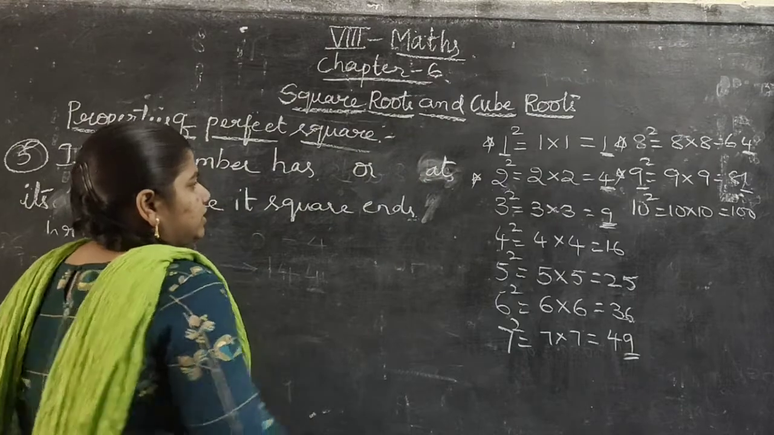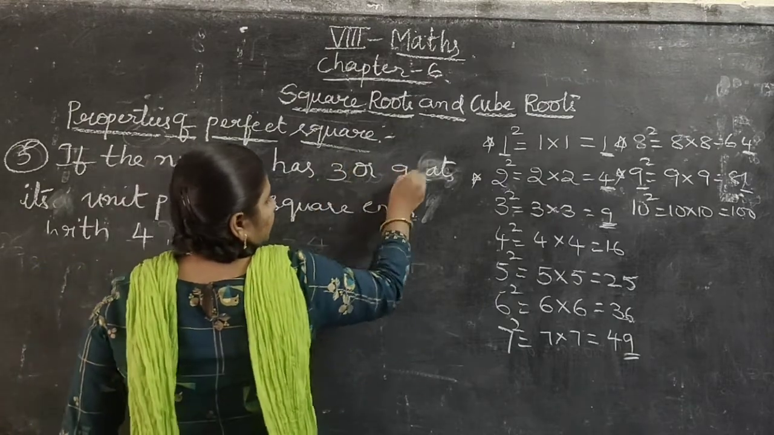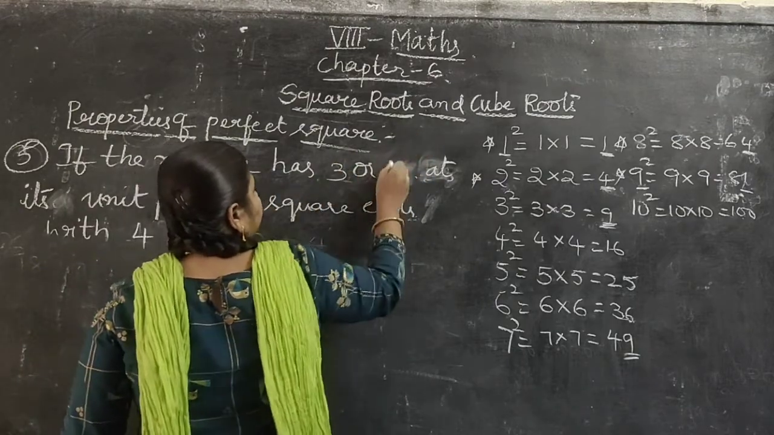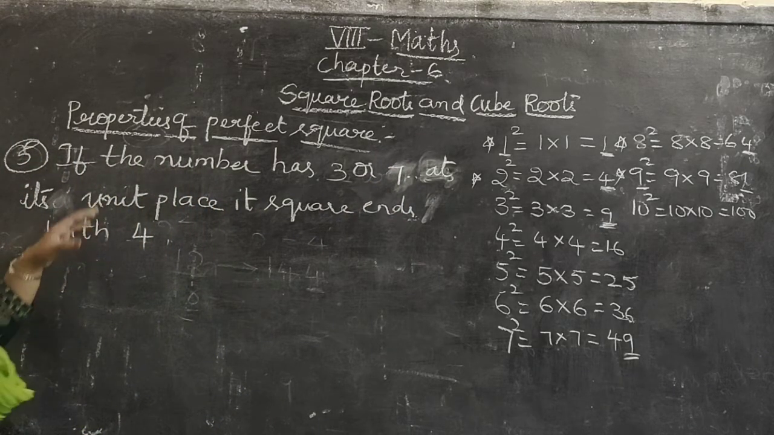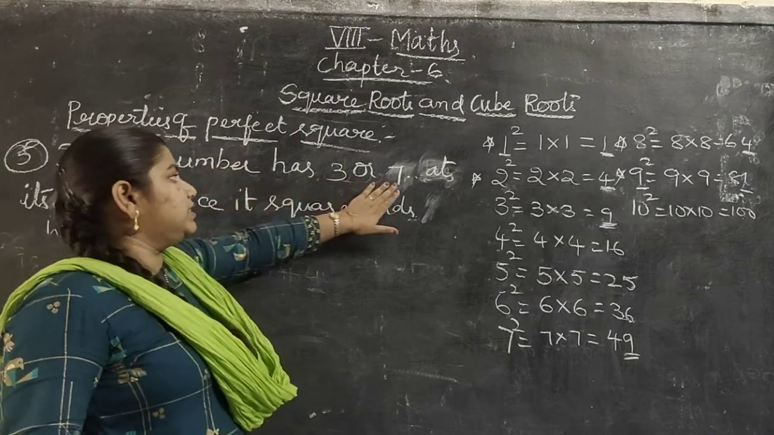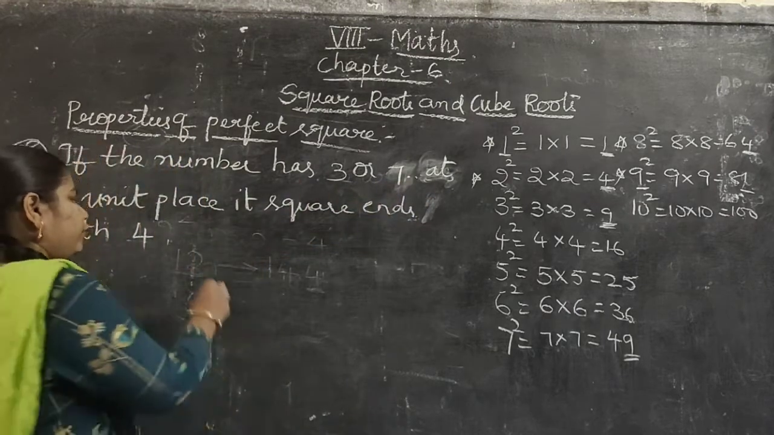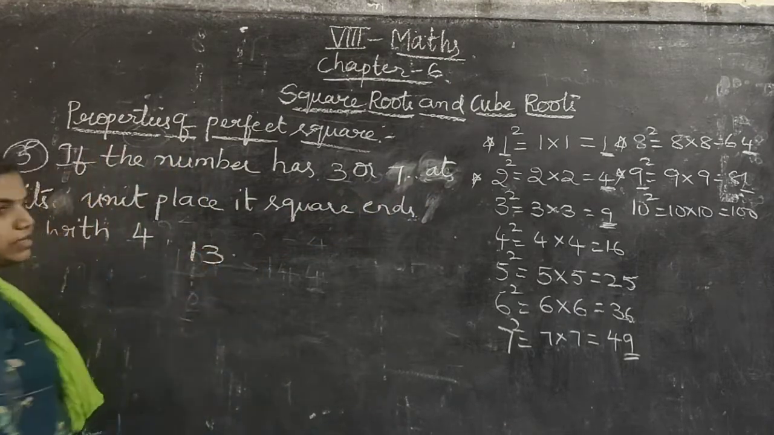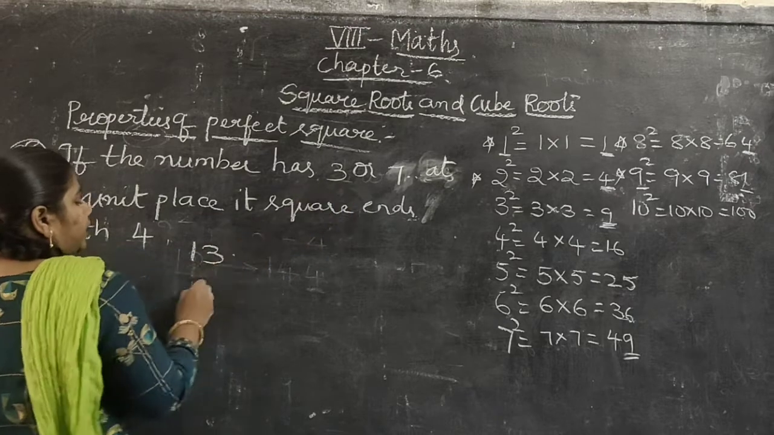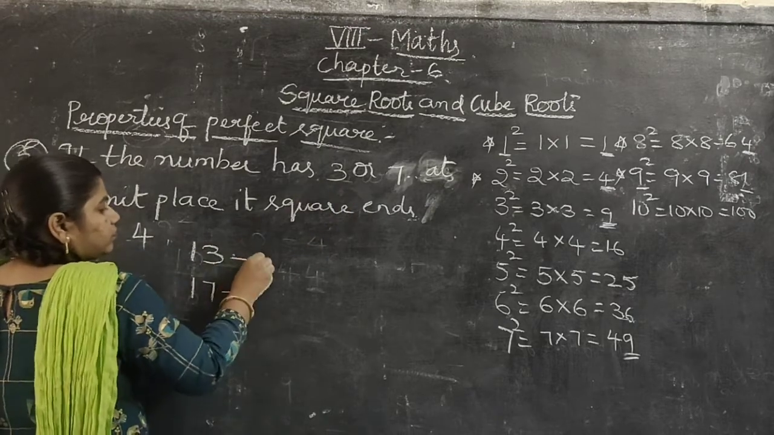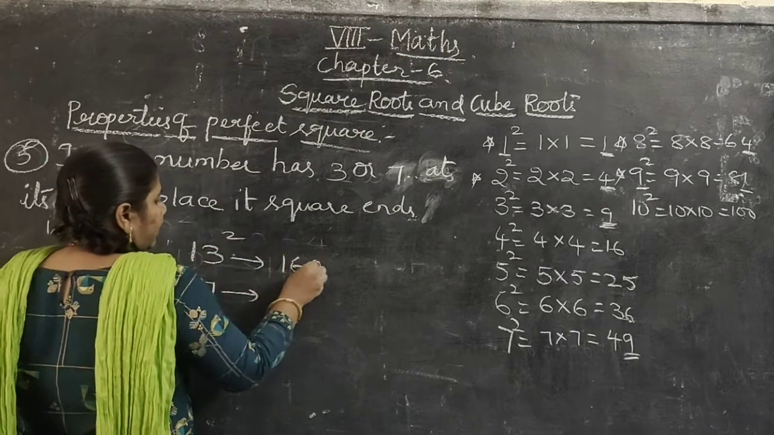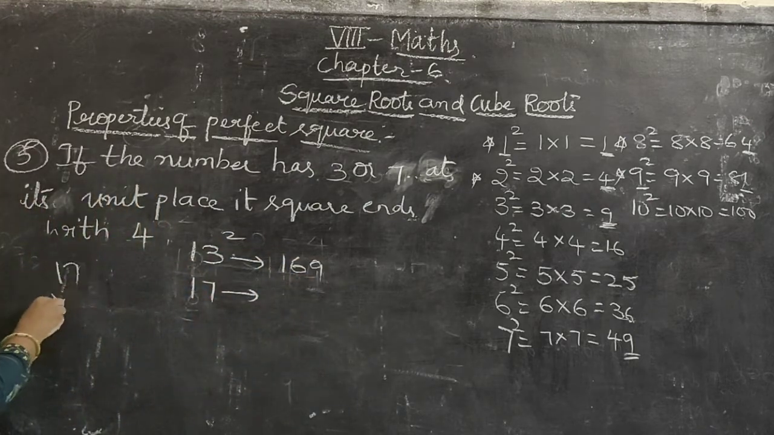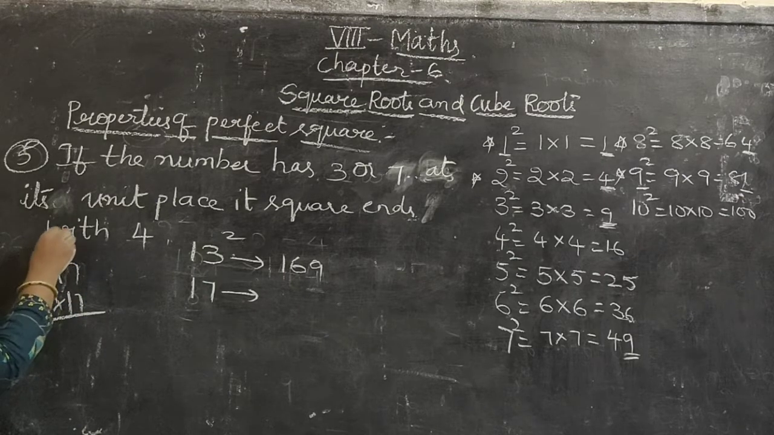So what are the digits? 3 and 7. If you are taking any number with 3 or 7 at its units place, I am taking it as 13. Next, I am taking it as 17. So 13 square is how much? 169, and 17 square will be 289.